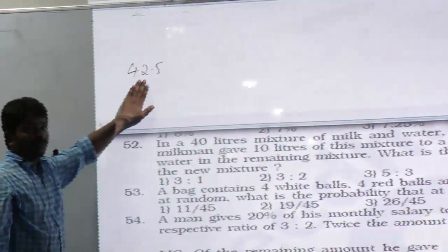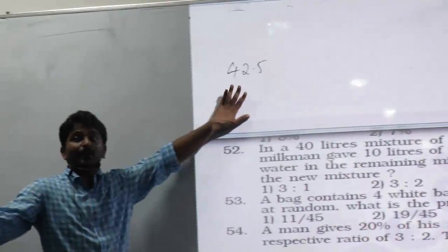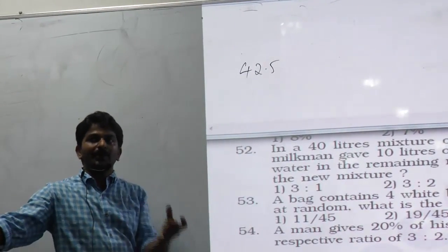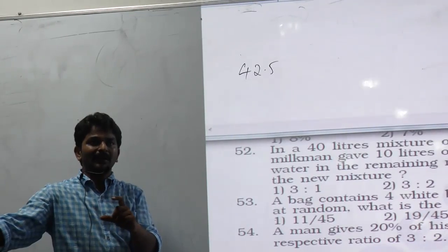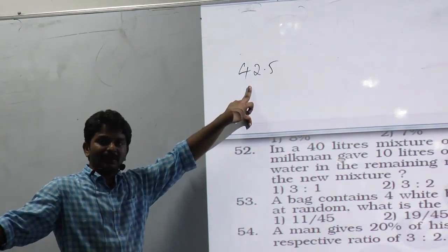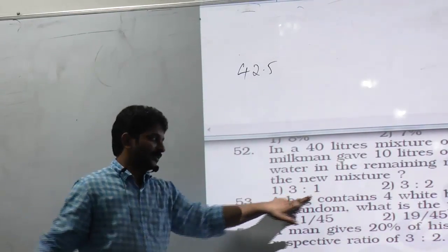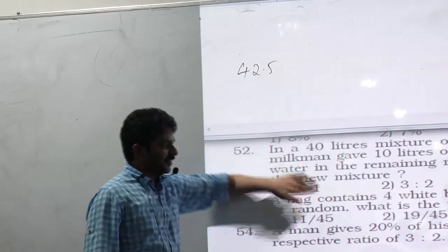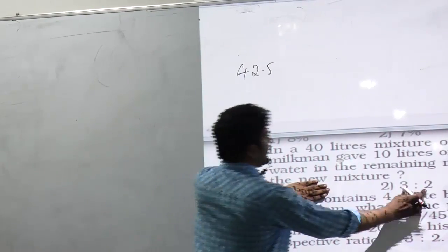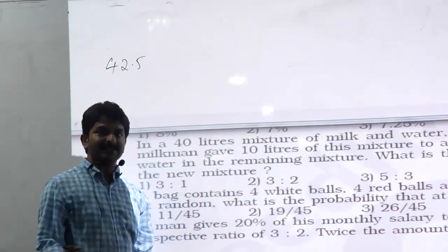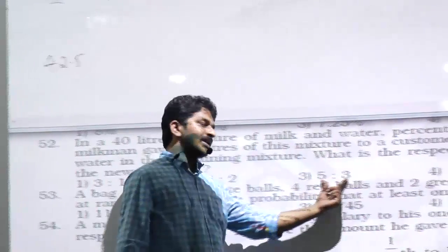Now 42.5 liters is the quantity of milk and water. So in your ratio, when you add milk and water, that should be a factor of 42.5. Yes or no? How much is this? 4 parts. Can you divide 42.5 into 4 parts? This cannot be your answer. How many parts? Can you divide 42.5 into 5 parts? Yes, possible. Hold it. How many parts?